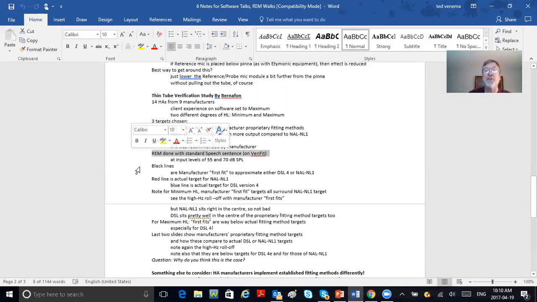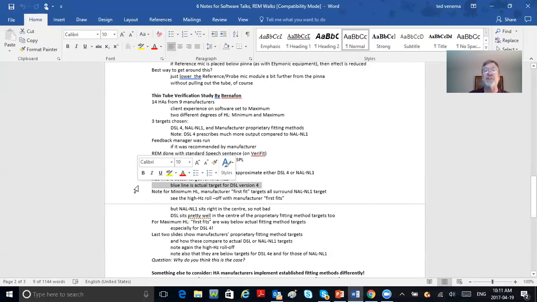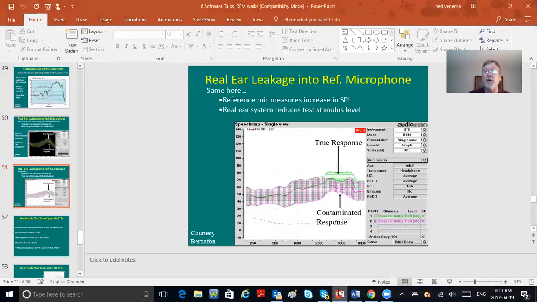Feedback manager was run if it was recommended by the manufacturer. REM was done with a standard input sentence at input levels of 55 and 70. 55 being soft, 70 being loud. The black lines are manufacturer's first fit to approximate either DSL or NAL1. The red line is the actual target for NAL1. The blue line would be the actual target for DSL4. So let's look at the pictures. Let's look at what we're talking about here.